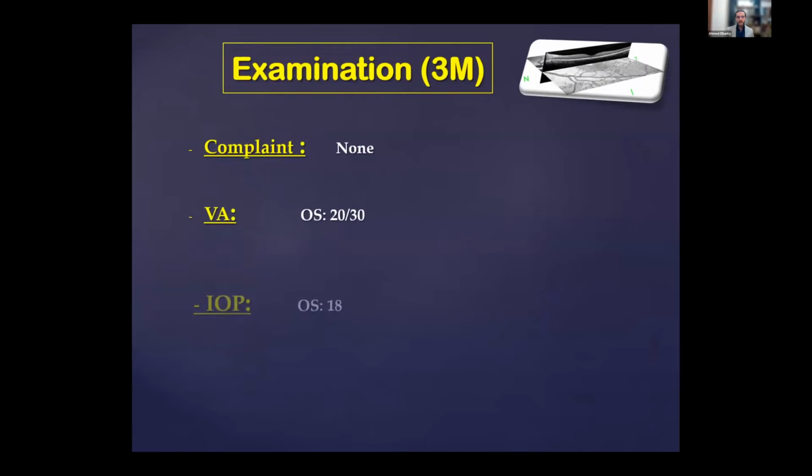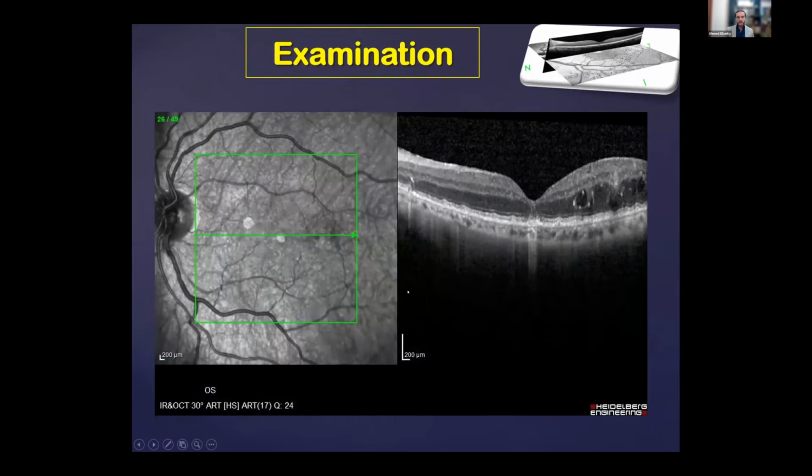And at 3 months, he came with a bit of decrease in the vision, 20/30 instead of 20/25, but the patient was not complaining. And if you look at the OCT at that time, you can see this mild cystic change here in the retina and these hyperreflective dots.